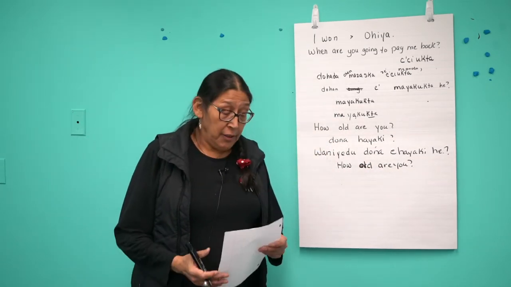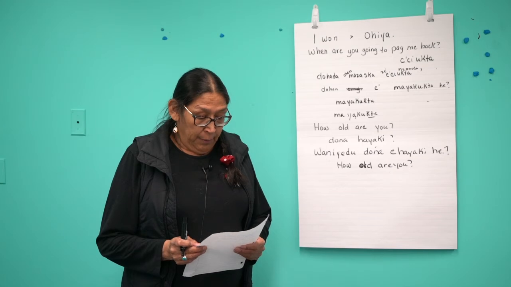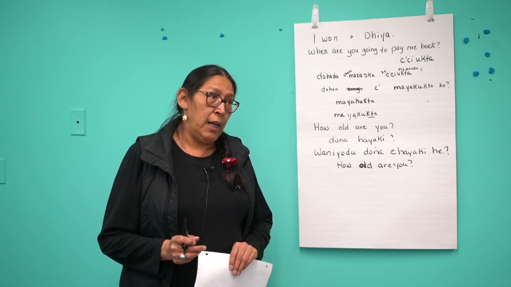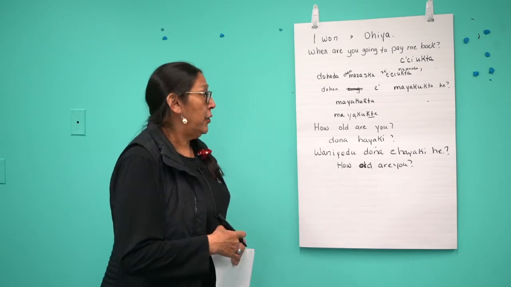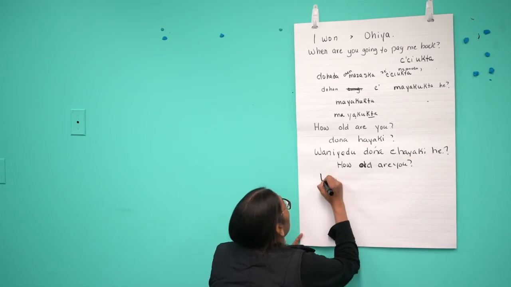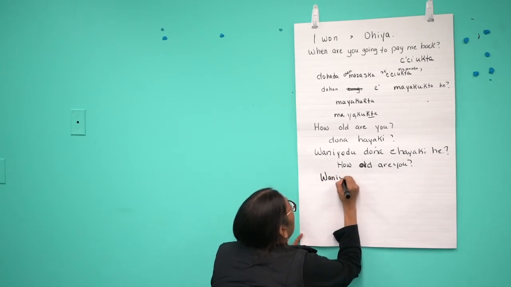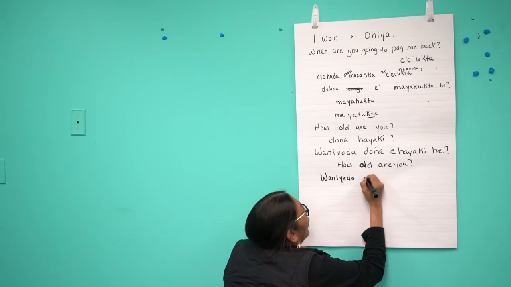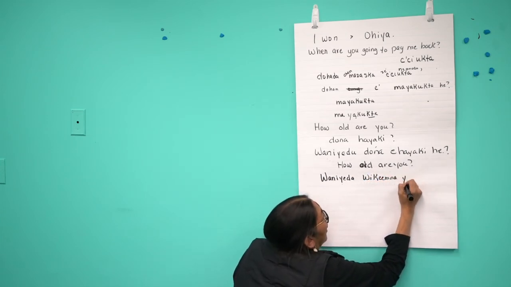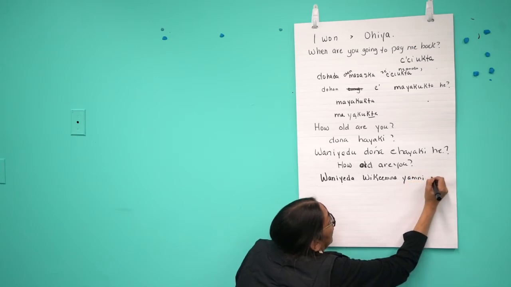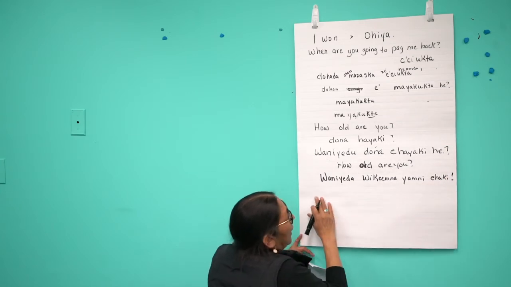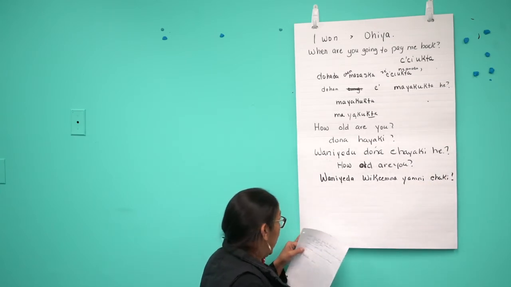And now if you're going to answer them, Waniedo wikjemna yamni ihaki. I have reached 30 winters. Waniedo wikjemna yamni ihaki. I have reached 30 winters, is what you're saying.